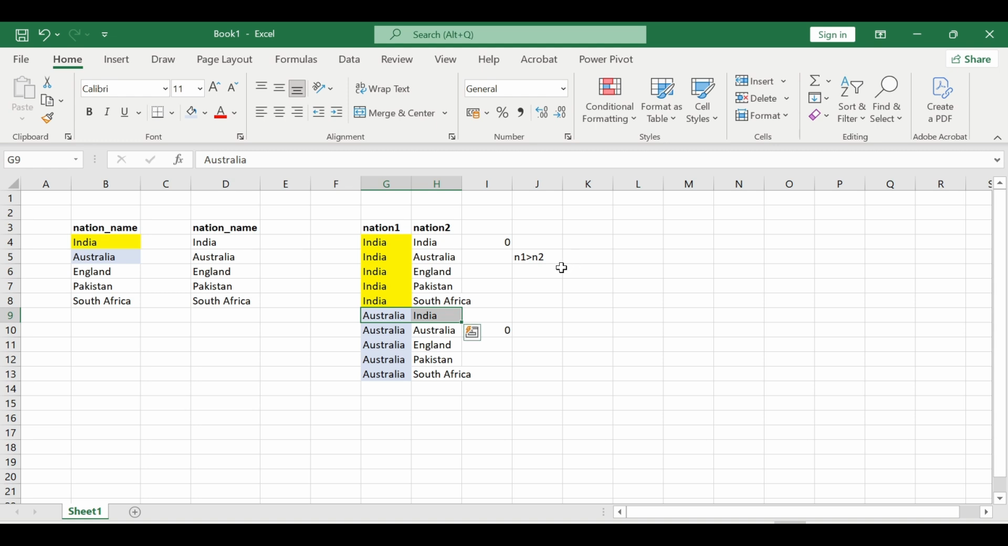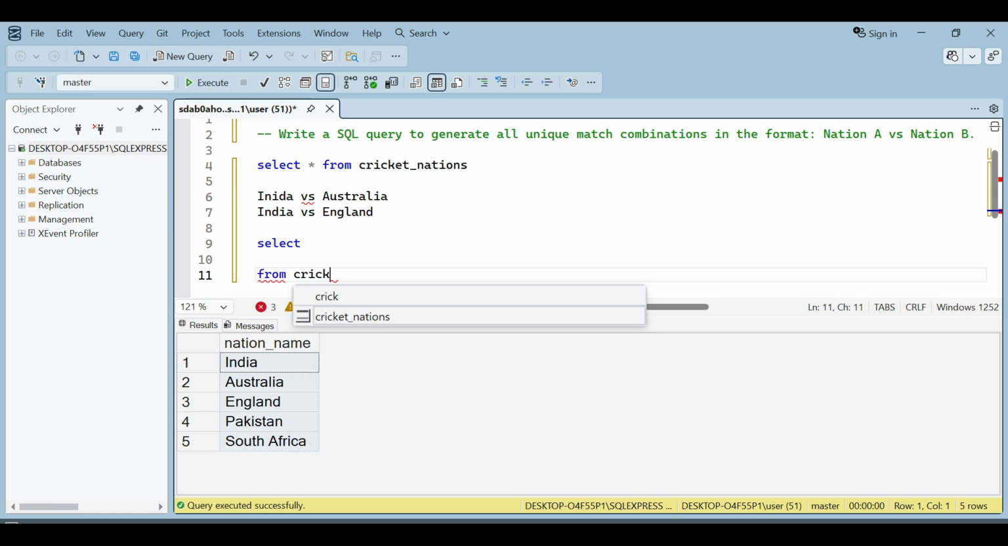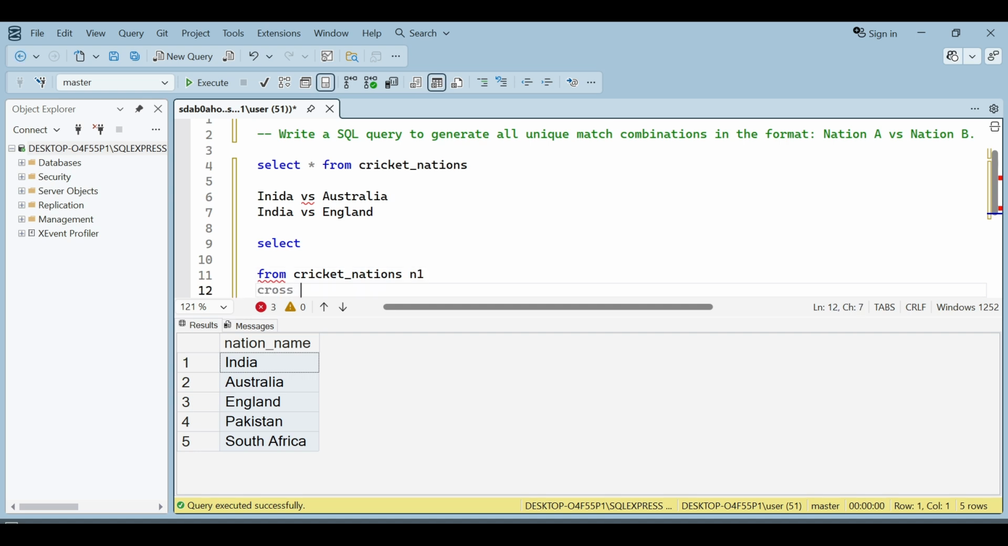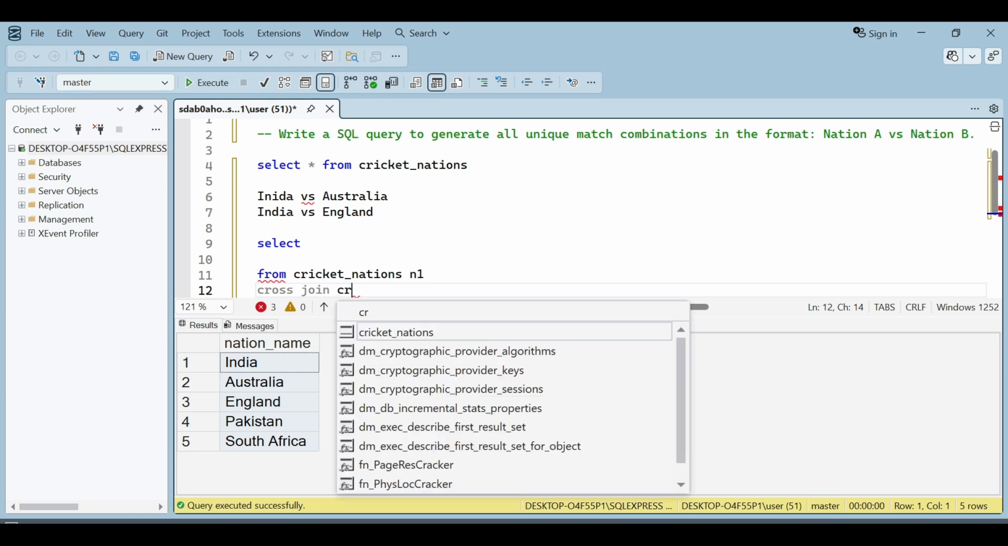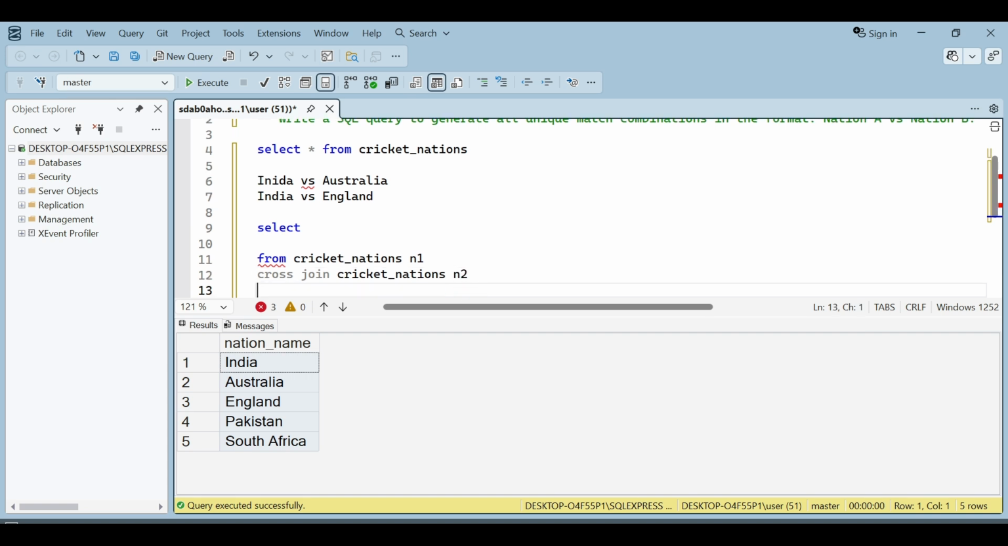So we can use this logic to exclude such rows, right? So now let's jump to the SQL query and let's try to write the query. So we will write select star from what? From cricket nations. Let's call it N1, and then we will do cross join with what? With the same table, right? Cricket nations, and let's call it N2. Now if I run this query, let's see what output we get.